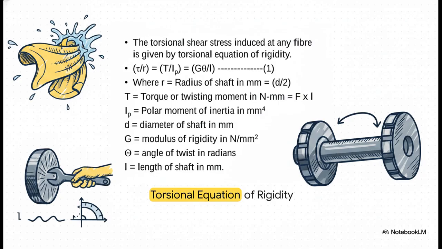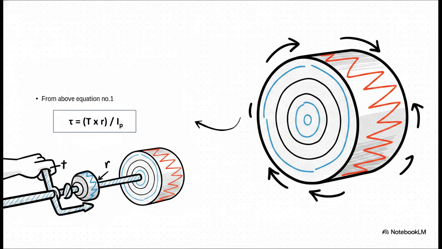IP is the polar moment of inertia. That's how much the shaft's cross-section naturally fights back against being twisted. G is the modulus of rigidity of the actual material itself. Theta is the angle of twist measured in radians, and L is the length. It's a beautiful piece of math, honestly, because it perfectly maps out every single variable at play when a shaft spins under heavy load.